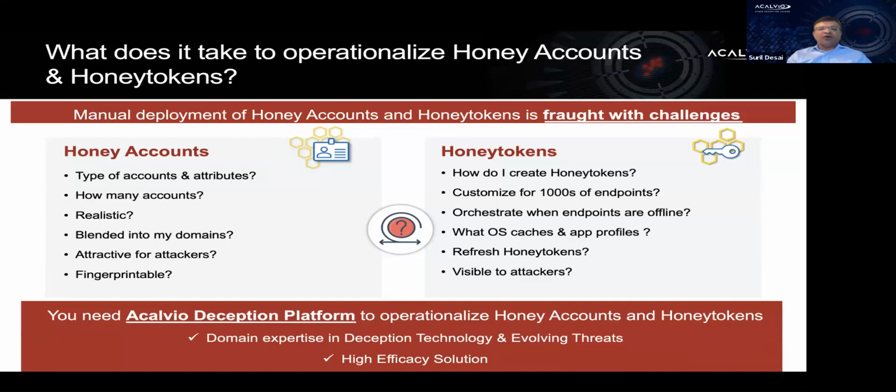So effectively, organizations need an Acalvio deception platform to operationalize honey accounts and honey tokens. There are multiple aspects to operationalizing this type of a defense solution. You need domain expertise in deception technology and the ability to stay on top of evolving identity threats. And it also provides high efficacy, because if you set the deceptions correctly and you place them at the right places, then you can get high detection efficacy and detect a wide variety of identity threats.